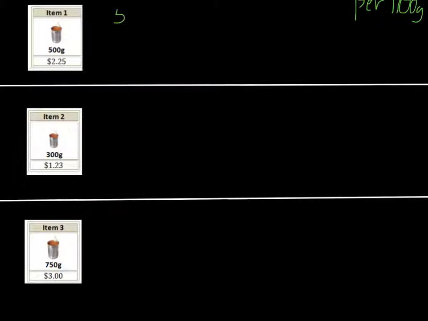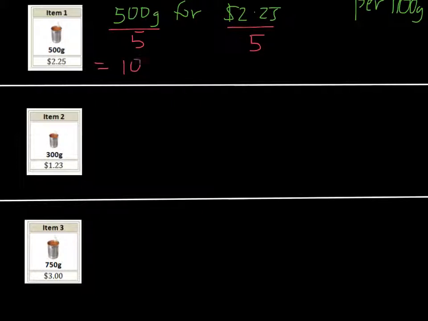So 500 grams for $2.25. To get that into a per unit amount, so per 100 grams, 500 grams to 100 grams, we'd need to divide it by 5. So I would then divide the price by 5 as well. So that means it'll be 100 grams for $2.25 divided by 5, which is equal to 45 cents. Let's do the same thing with the next one.